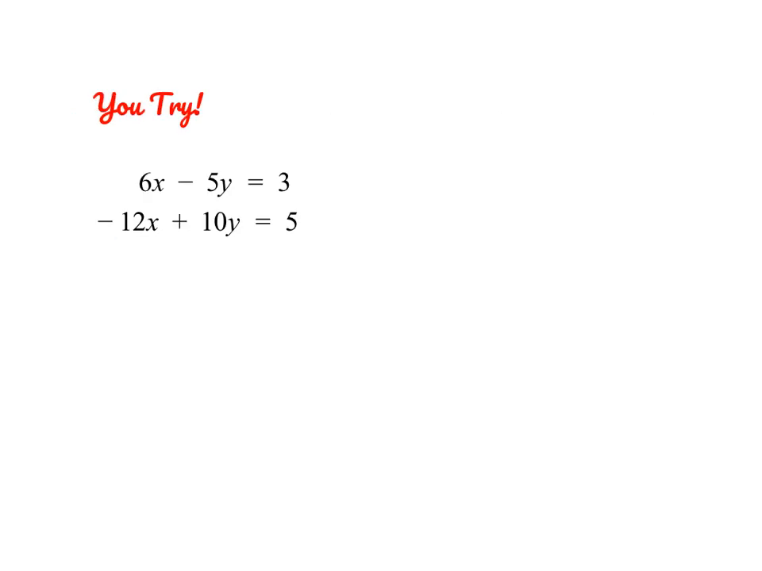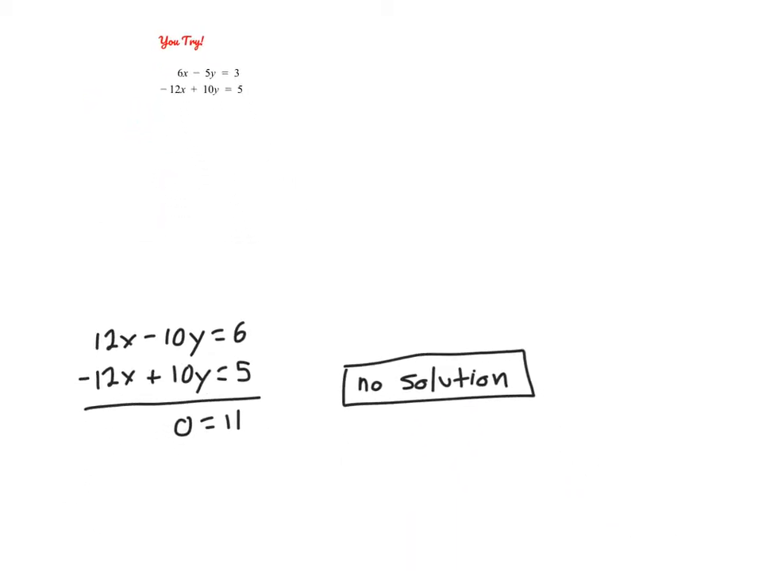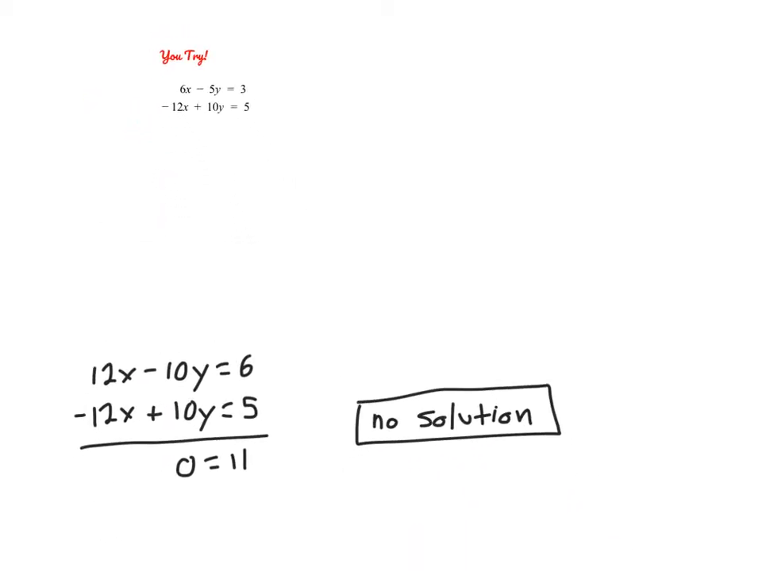All right, go ahead and give this problem a try. So same idea here. If you use the elimination method, you end up with a statement 0 equals 11, or some other statement that just is not true. So this is what it looks like when you have a no solution system.